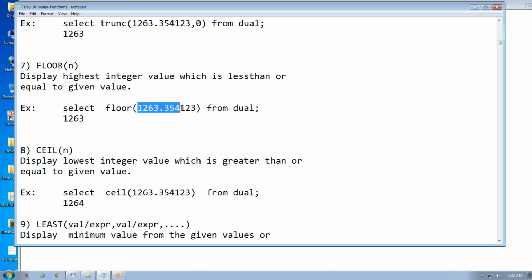See, the given value is a decimal. What is the target of floor or ceil? Integer. Above we have integers, below we have integers. The floor function will print a below integer. Which below integer? So many below integers: 1263, 1262, 1261, 1260, 1259. All are integers or not? From these integers, which integer will be printed?